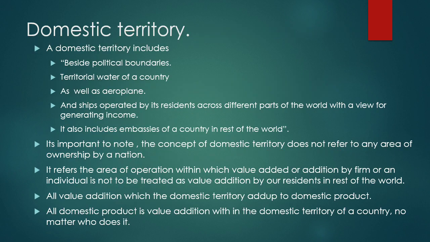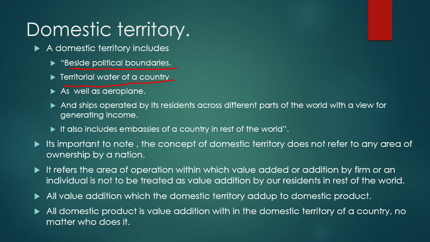Okay, now we talk about what is domestic territory. When we talk about domestic territory, the first thing that comes to mind is the geographical area. It is not only the geographical area. It includes, besides the political boundaries shown in the map, the territorial water of the country. Territorial water, part of the water in the ocean, also participates in Indian economic activities, so it is also included in domestic territory.